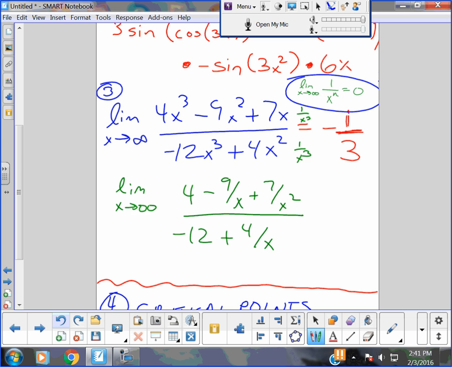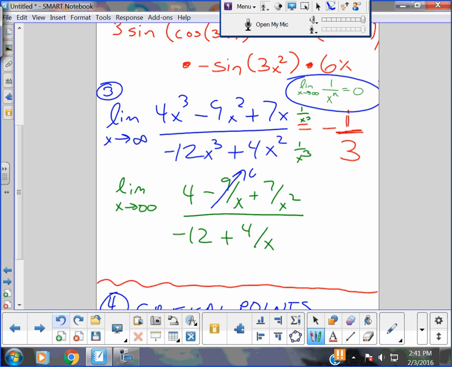And remember, limit rules say I can go into all these terms individually. So what is the limit as x approaches infinity of negative 9 over x? 0. What's the limit as x approaches infinity of 7 over x squared? 0. The proof of this is here.